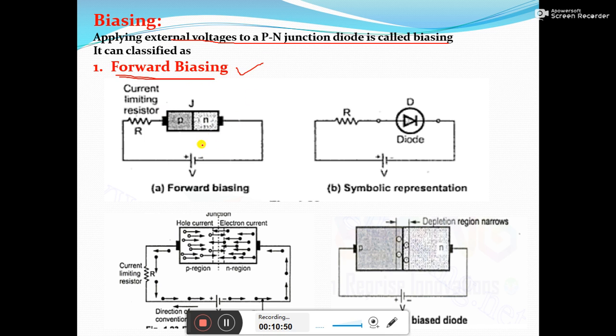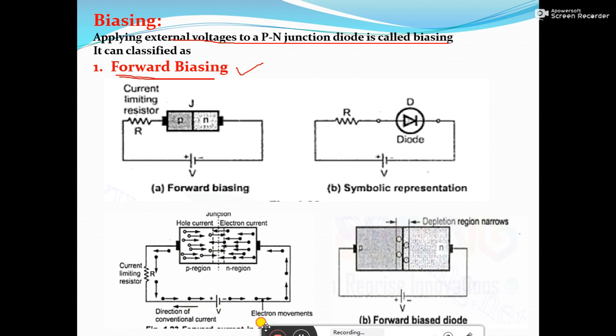So we have biased the diode here. What exactly happens whenever the diode is operated in the forward biasing mode? Let us see what happens. As you can see here, in P type the holes are majority charge carriers, and in N type electrons are majority charge carriers. Here the battery potential is also positive and the charge possessed by the holes is also positive.